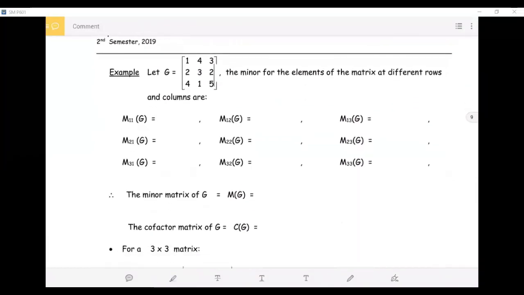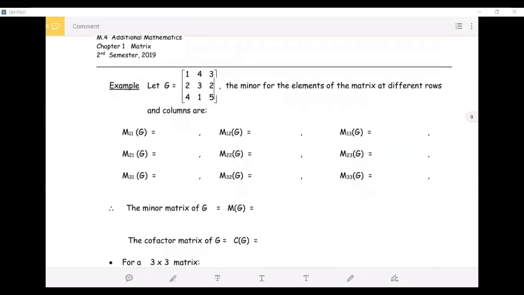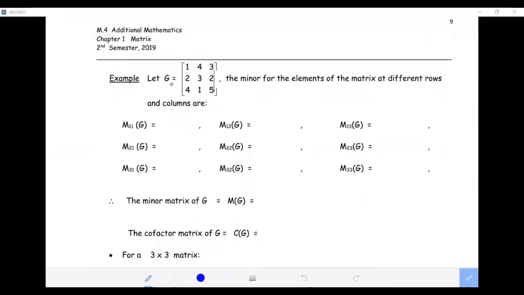I have this one on page number 9. We have matrix G, a 3 by 3 matrix, and I want you to find the minors of all the elements. Let's start with M11 of G, the minor of matrix G at location 1, 1. You have to cut out row 1 and column 1, and what you have left is 3, 2, 1, 5, and you find the determinant of that.